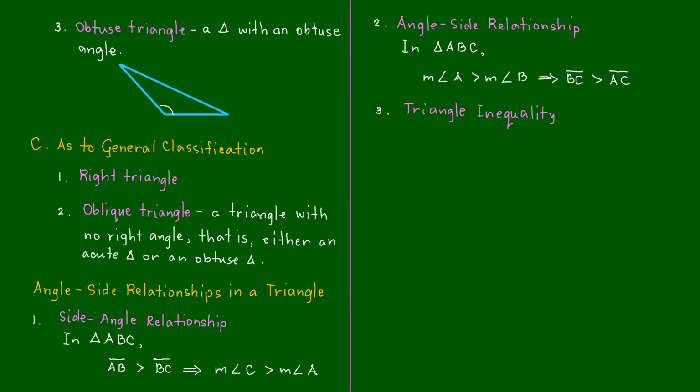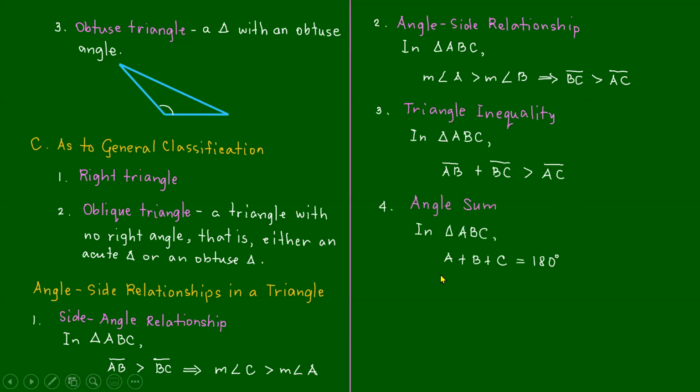Triangle inequality. What does it mean? Given a triangle ABC, if AB, BC, and AC are sides of the triangle ABC, then AB plus BC is greater than AC. So in general, take two sides of a triangle, take the sum, it is always greater than the third side. Angle sum. In a triangle ABC, A, B, and C are interior angles. The sum is 180 degrees.